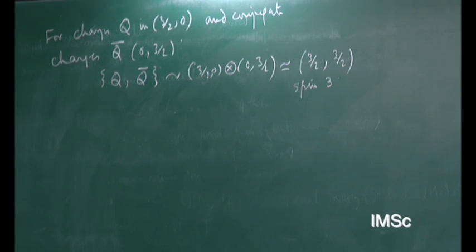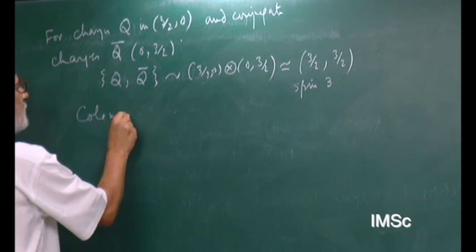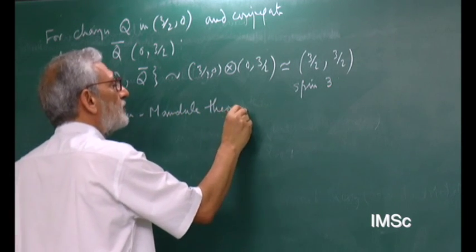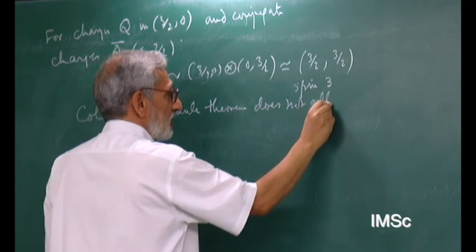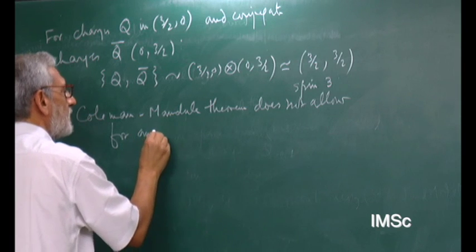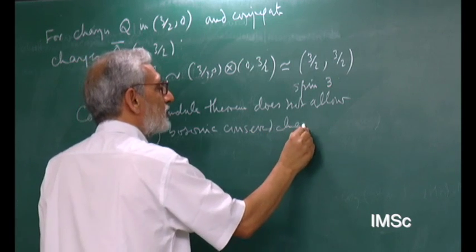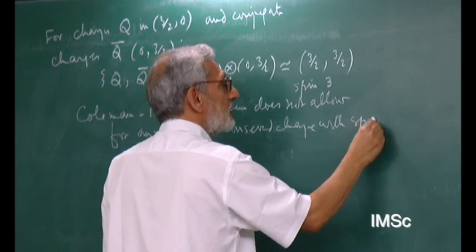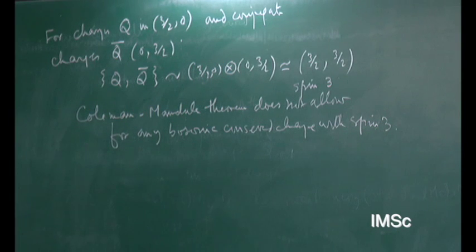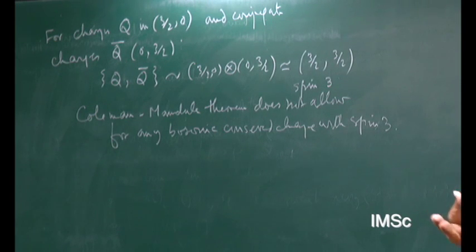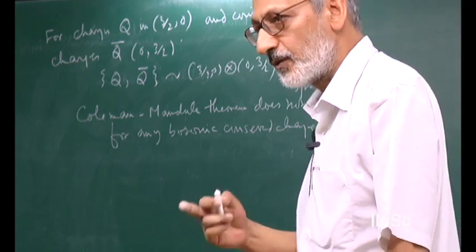But there is the Coleman-Mandula theorem that tells us there are no bosonic charges with spin greater than 1. So the Coleman-Mandula theorem does not allow for any bosonic conserved charge with spin 3. Therefore, we cannot have in nature, by this argument, a spin 3/2 conserved charge, because such an algebra cannot be made.